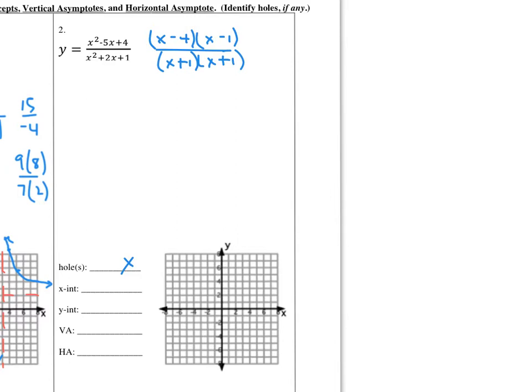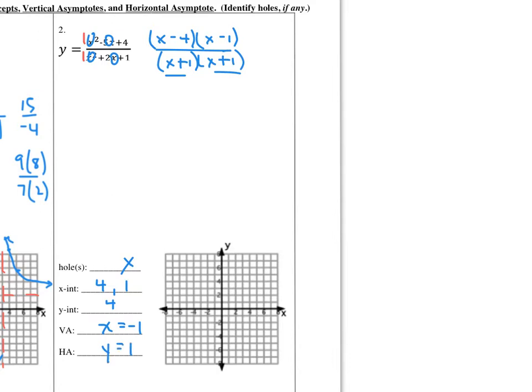X-intercept, set the numerator equal to 0, and it looks like I would get a positive 4 and a positive 1. My y-intercept, well, if I plug in 0, 0, 0, and 0, I'm left with 4 over 1, which is just 4. My vertical asymptote is going to be at x equal to negative 1 by setting these two parentheses equal to 0. And horizontal asymptotes, well, since my degrees are the same, it's 1 divided by 1, so it looks like I've got y equal to 1.